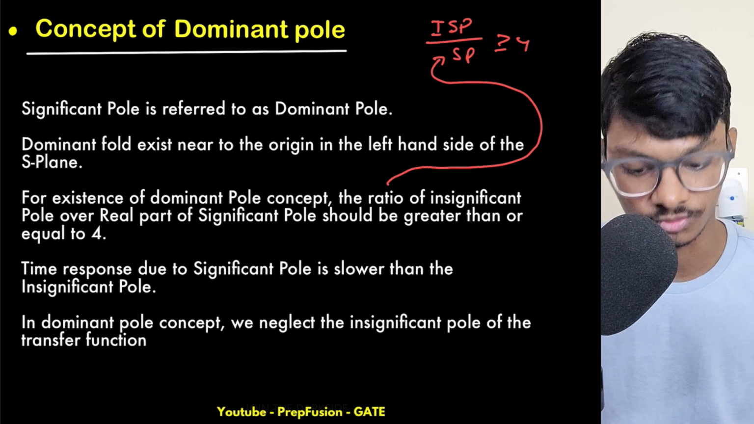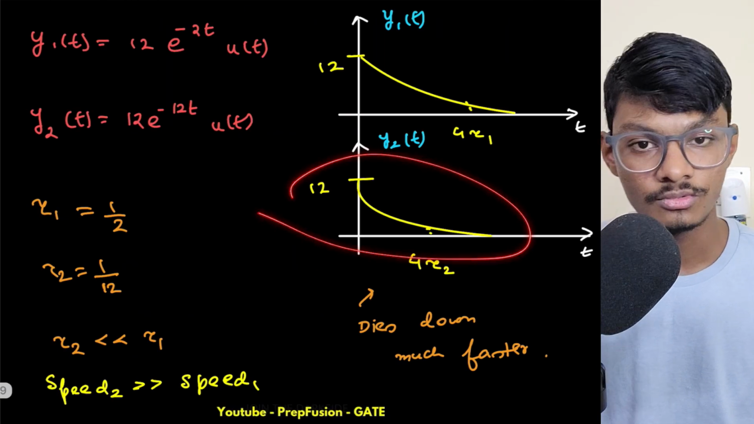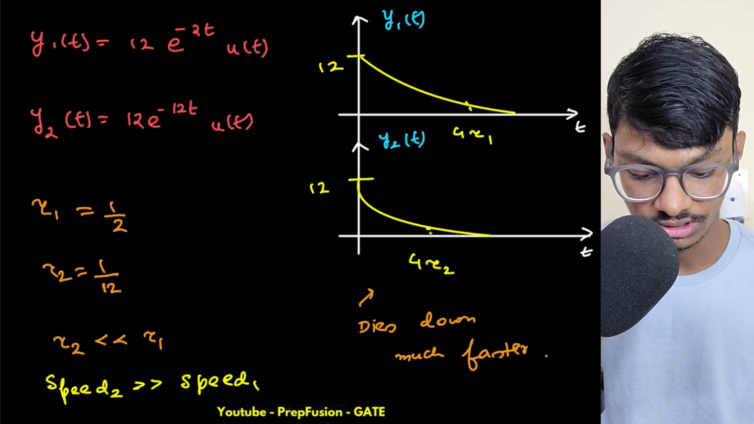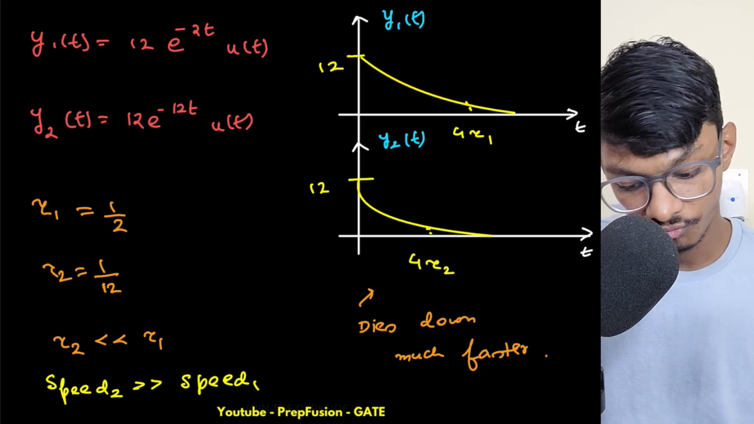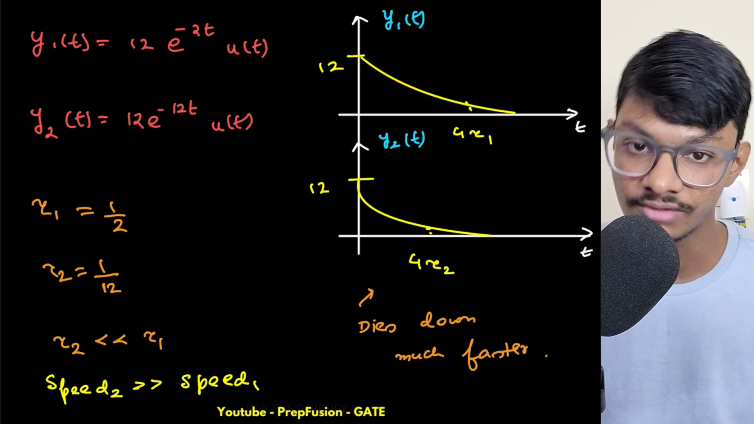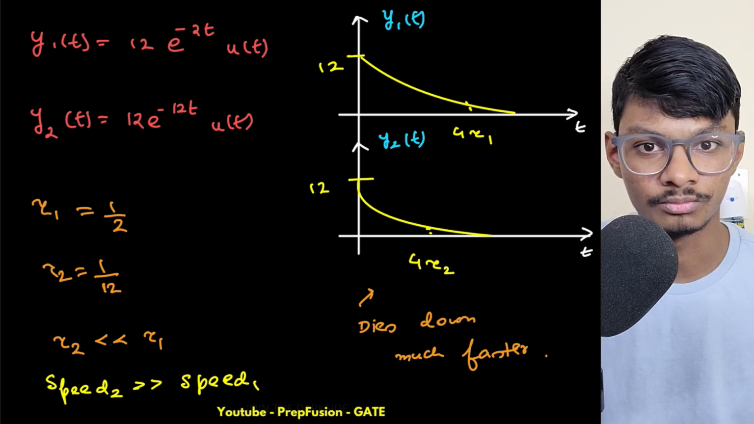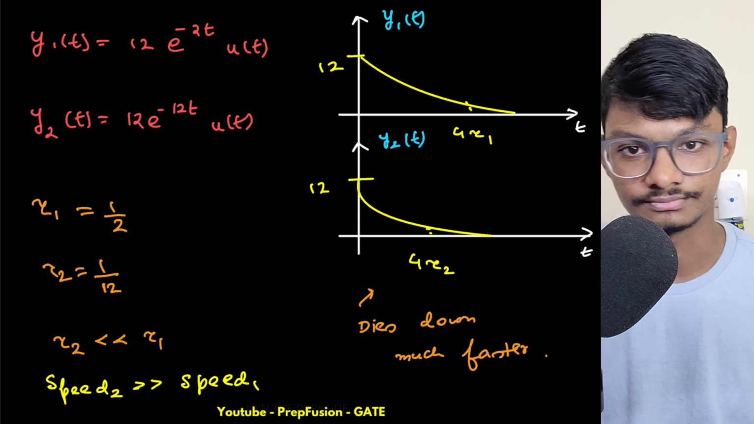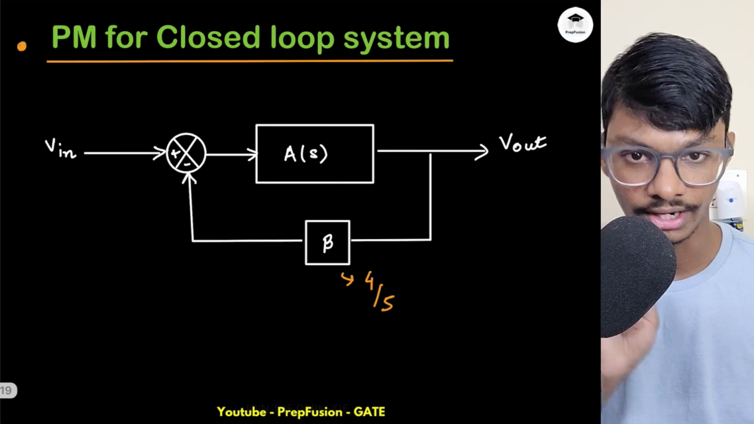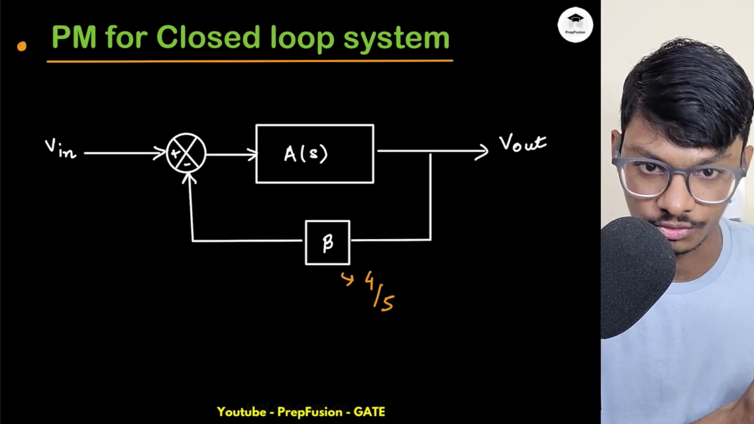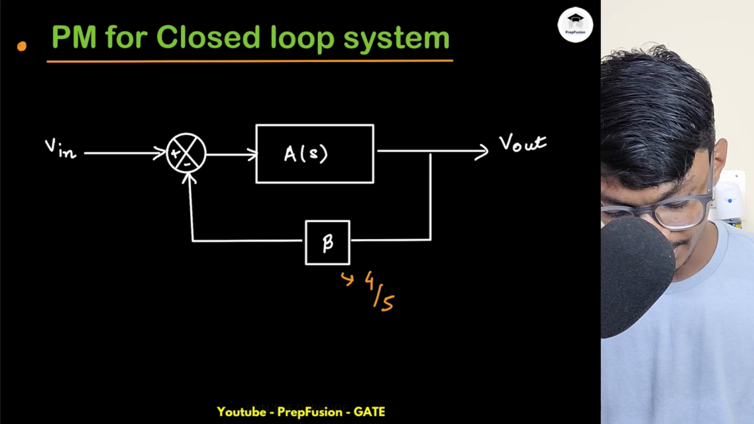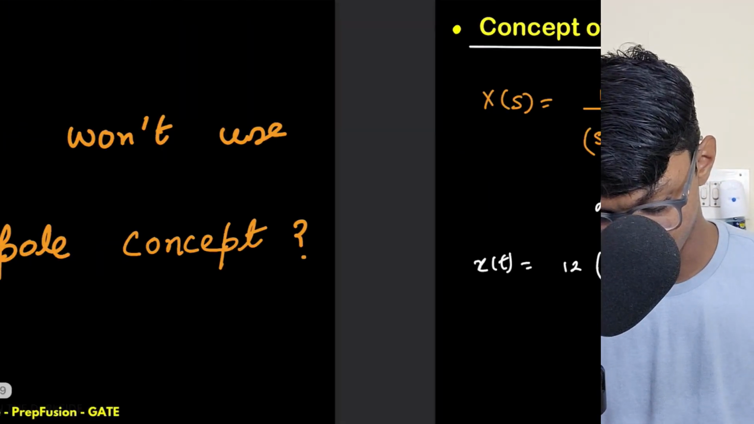We are not concerned with time response, and the dominant pole concept came only from time response, because the time response was almost the same with and without the pole that is further away from the origin. That's why we ignore that pole, because it would just increase our computation. So this is the first thing: we can't use the dominant pole concept. Let's come back to the question and solve it. So beta is 4/5 and my A of S is this. I will copy my A of S.